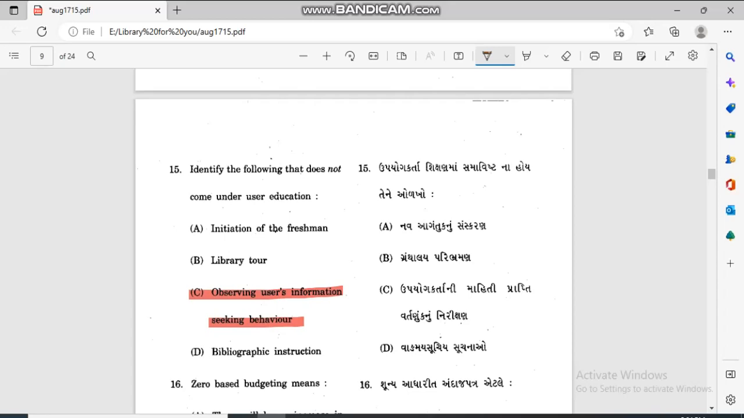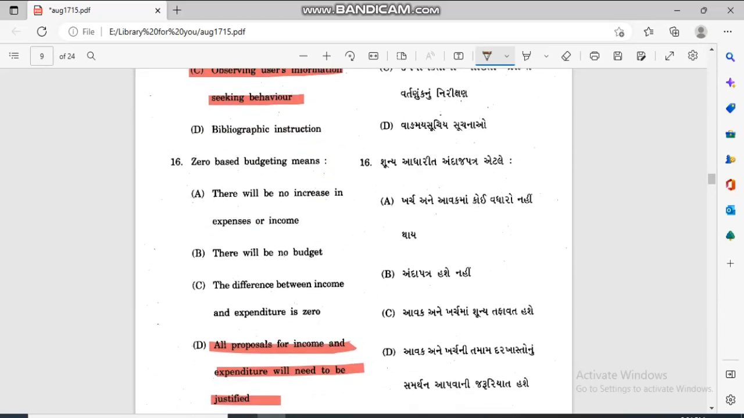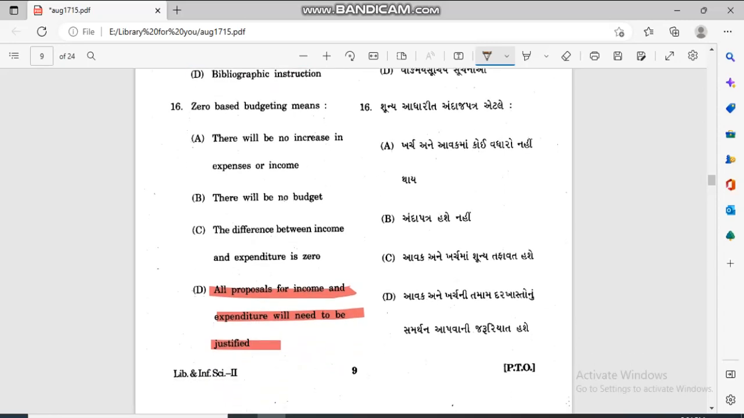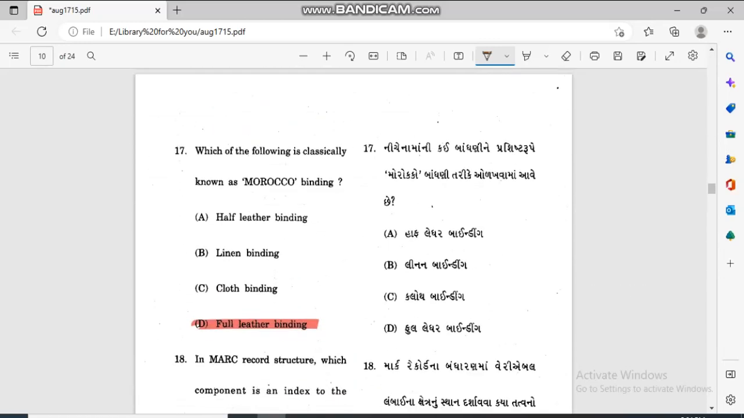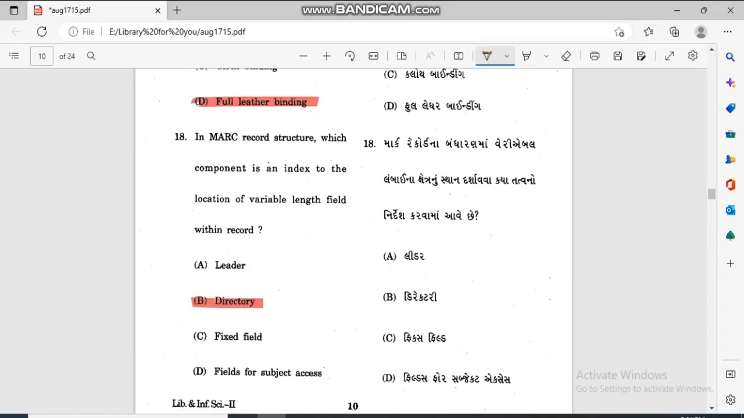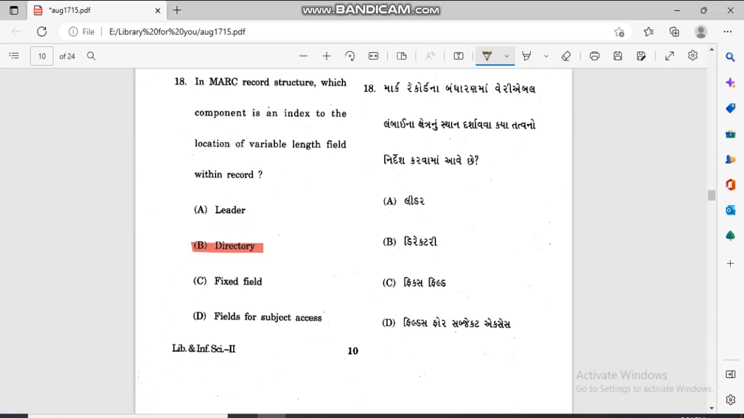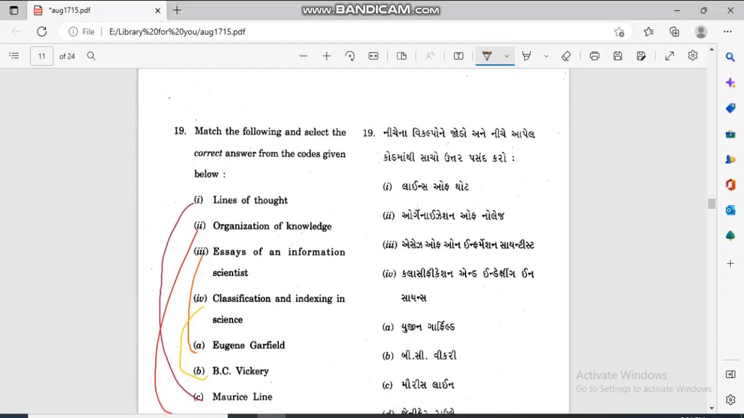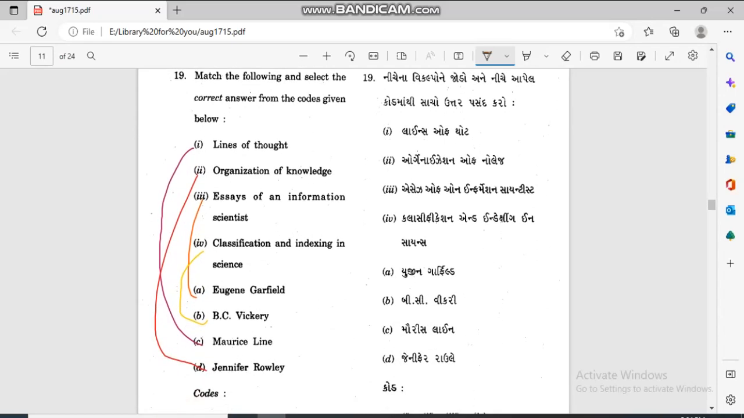Identify the following that does not come under user education. C. Observing users' information seeking behavior is not. Zero-based budgeting means all proposals for income and expenditure will need to be justified. Which of the following is classically known as Morocco binding, full leather binding? In MARC record structure, which component is an index to the location of variable length fields within the record? Answer is directory.